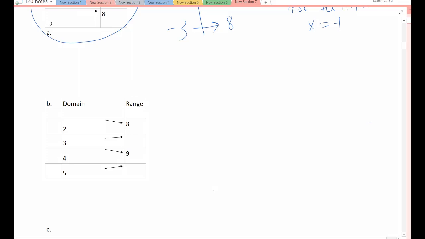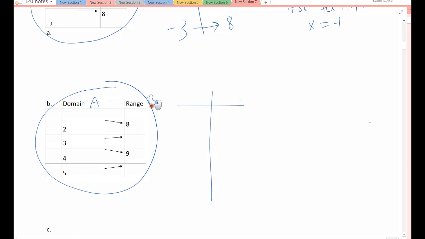I've got some arrow messed up here, so I'm going to redraw this. Alright, so my domain I'm going to call set A, and B I'm going to call, so this is my A, this is my B. Remember, these are my x values. These are my y values, right? Inputs, outputs. Alright, so my A is 2, 3, 4, and 5. B, there's only 2 numbers, 8 and 9. And then it's got arrows. 2 goes to 8, 3 goes to 8, 4 goes to 9, 5 goes to 9.